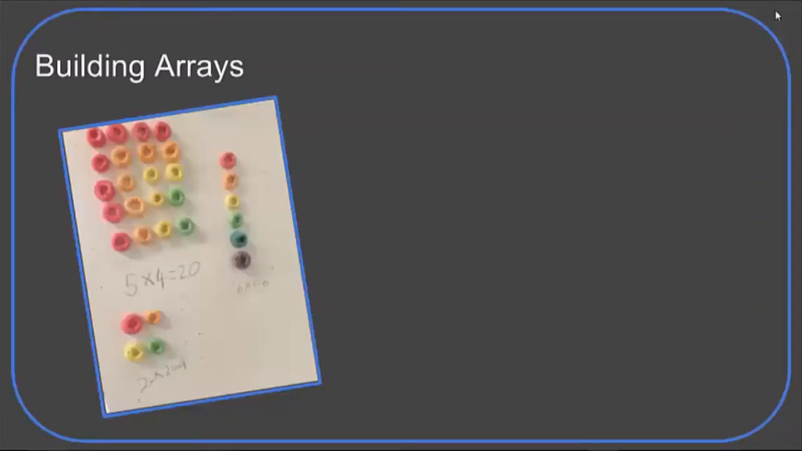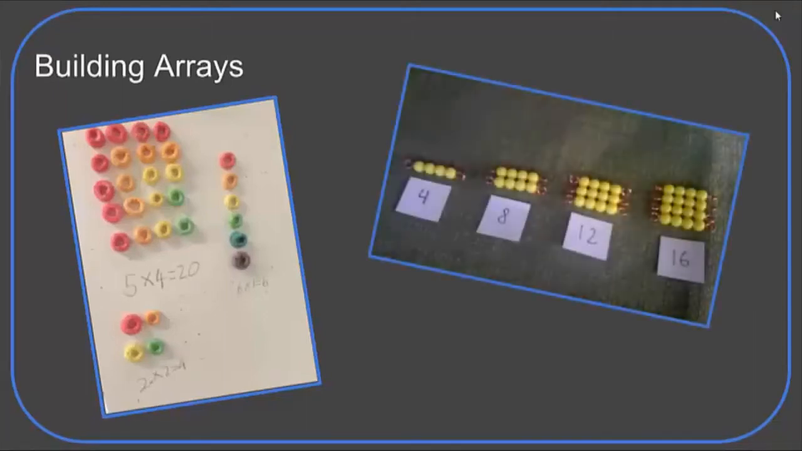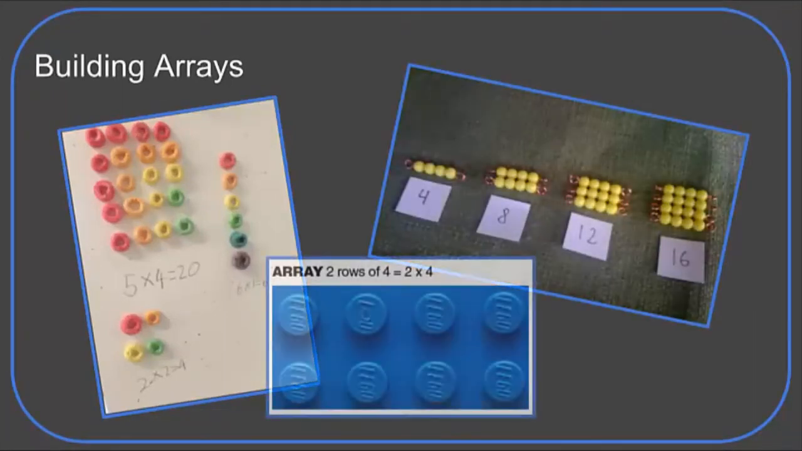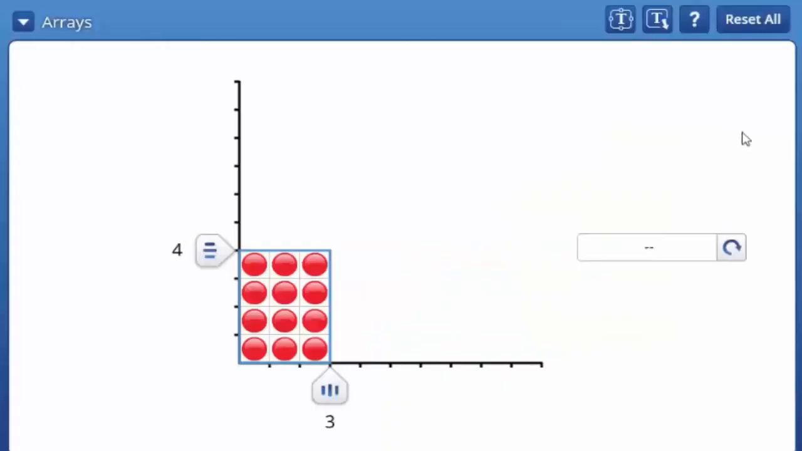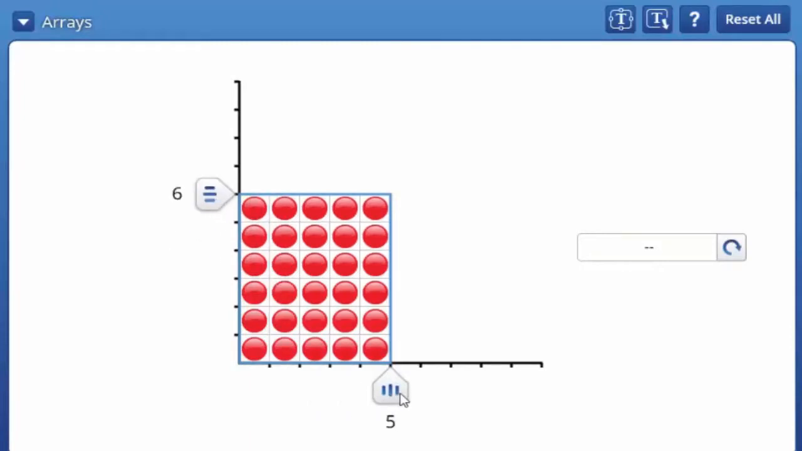When exposing students to the properties of multiplication, it is important to provide repeated experiences with concrete and semi-concrete arrays. The link to this digital program can be located below the video. As students build arrays, they can then view the product in numbers and words, as well as see the written expression.